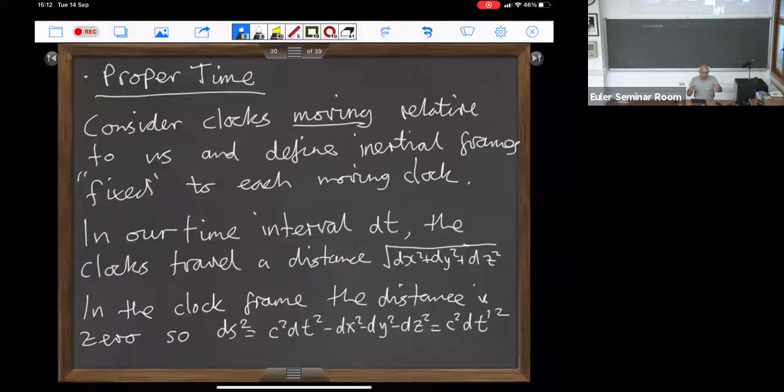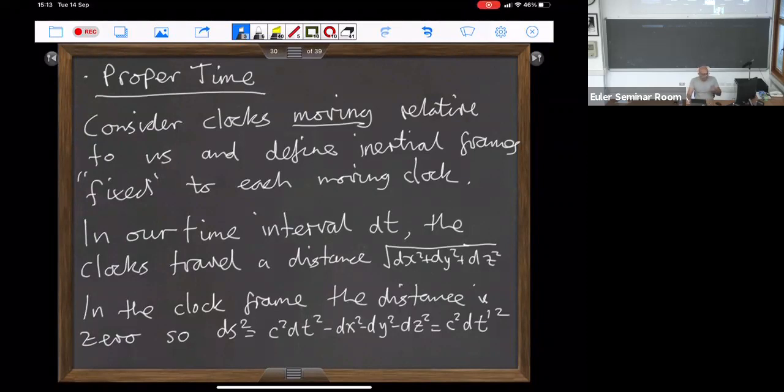And so if you've got different clocks in relative uniform motion, then you get natural inertial reference frames for each such clock. If we're considering clocks moving relative to us, in our time interval dt the clocks will travel some distance, which would be the square root of dx squared plus dy squared plus dz squared.